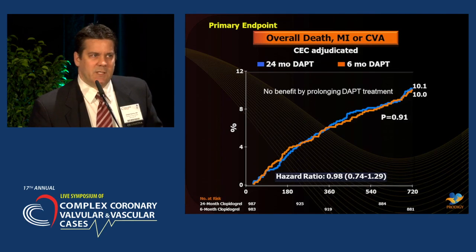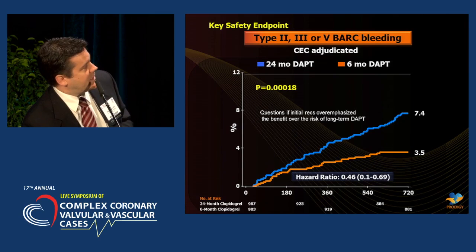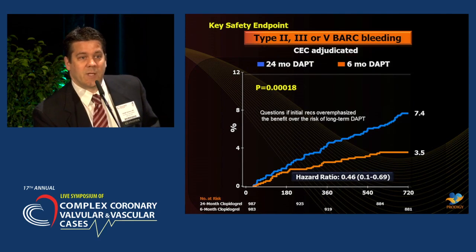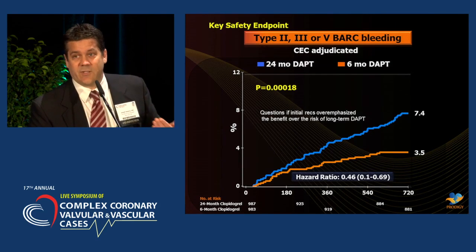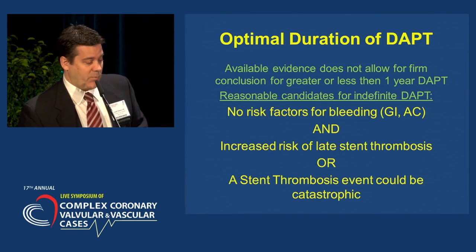So then why don't we just continue it? Well, this is the problem. Those patients that had continued antiplatelet therapy at 24 months had a higher bleeding risk. So they bled more. So they don't actually get an ischemic benefit, and they may get harm by indefinite antiplatelet therapy. So very important study.